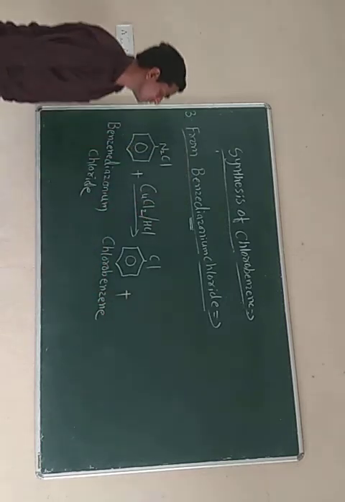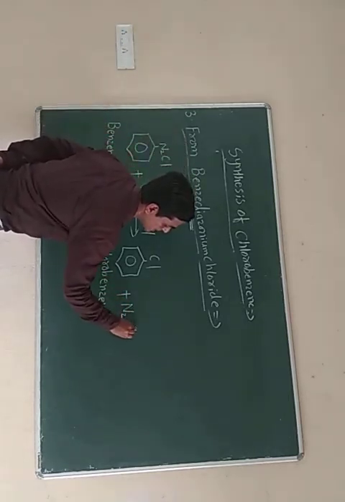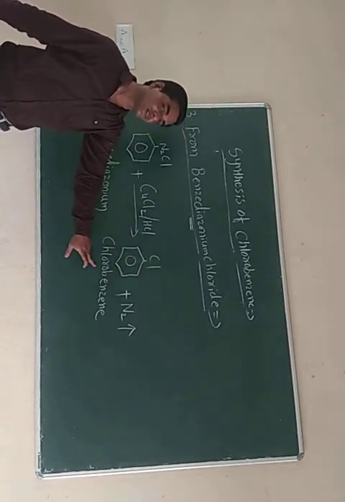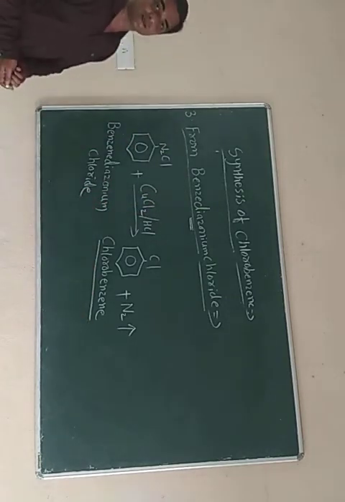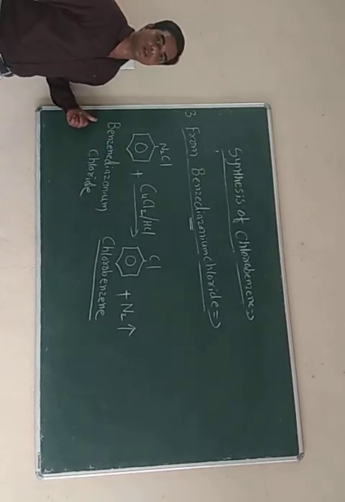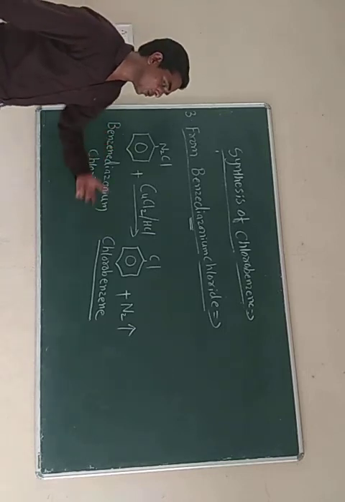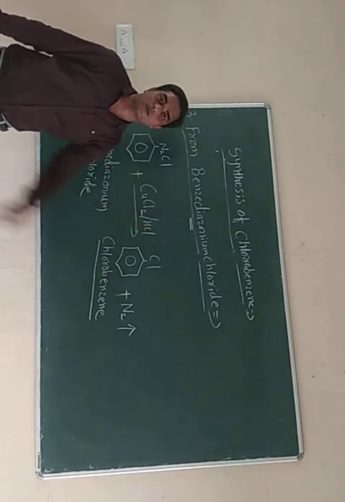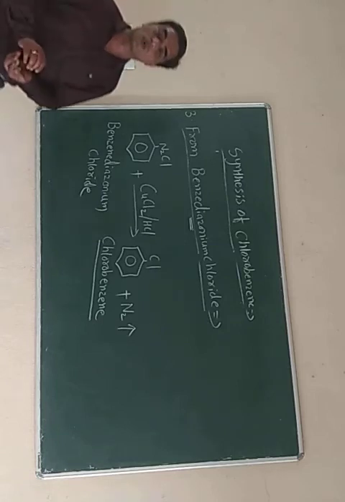So chlorobenzene can be prepared from benzene diazonium salt. N2 is a gas, that's why it is liberated in the atmosphere. Here we will obtain chlorobenzene. Benzene diazonium salt, when it reacts with cuprous chloride along with HCl, forms chlorobenzene, and N2 gas is liberated in the atmosphere.